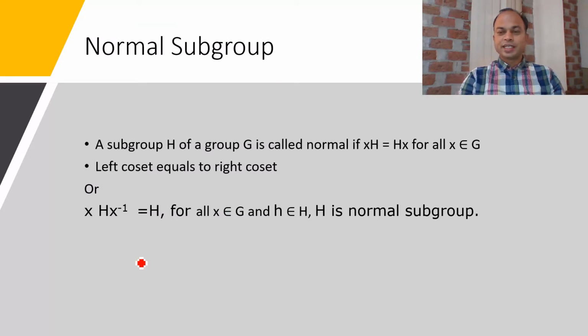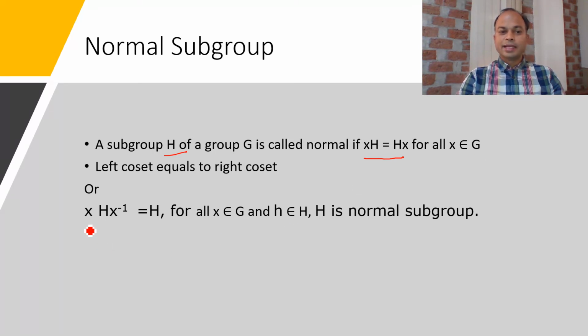Initially, we are presenting normal subgroup. Say here we have a group G, and we have a subgroup H. Then if we are able to write xH equals Hx, where xH is called the left coset and Hx is called the right coset, I mean left coset is equal to right coset for all x belongs to G, then this concept is called normal subgroup.